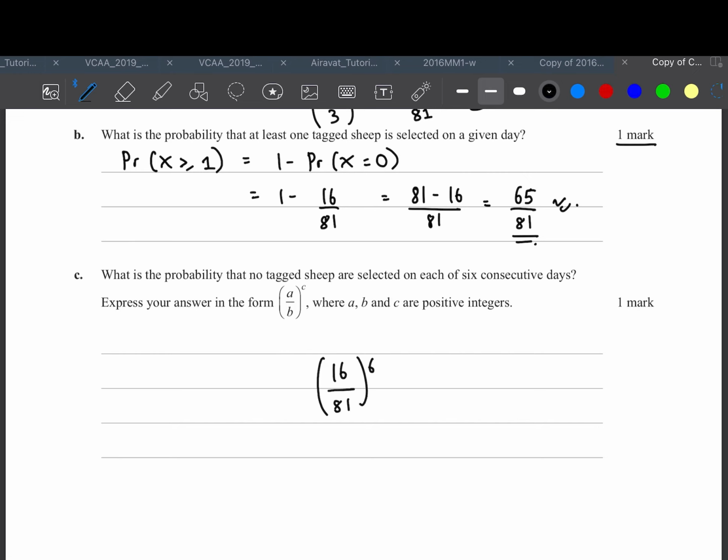Now, I generally do this just to be very safe. I just write the value. So A is equal to 16, B is equal to 81, and C is equal to 6. I don't know if they mark you based on this as well, but I just do it as a practice of mine. Always better to be safe than sorry. So 1 mark, just for the answer.